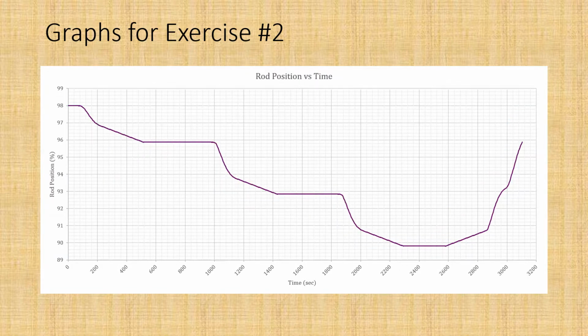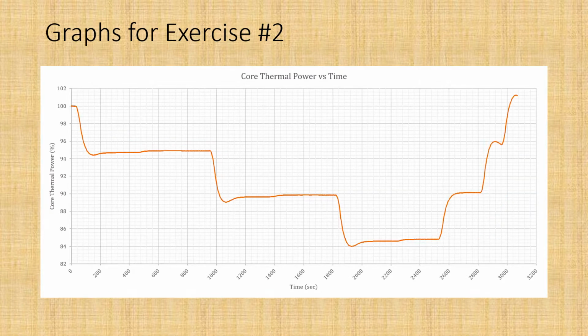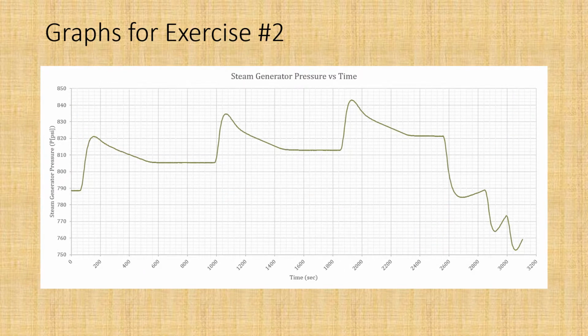This graph shows the rod position over time is roughly proportional to the turbine demand. This graph shows the core thermal power over time is roughly proportional to the turbine demand. This graph shows the steam generator pressure over time. It would seem that the steam generator pressure goes up when the turbine demand goes down, but tends to decrease to a stable value.